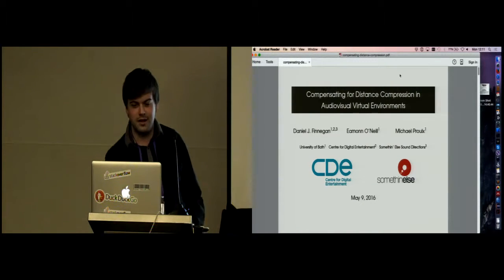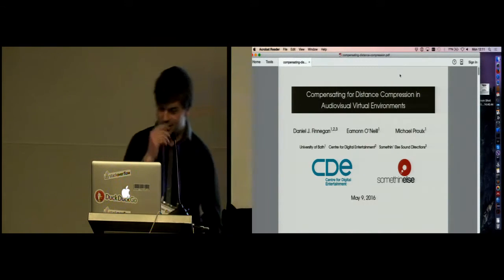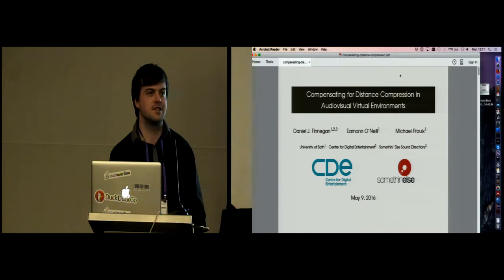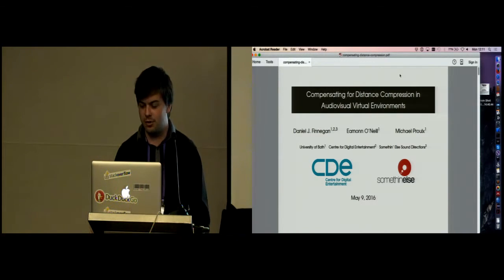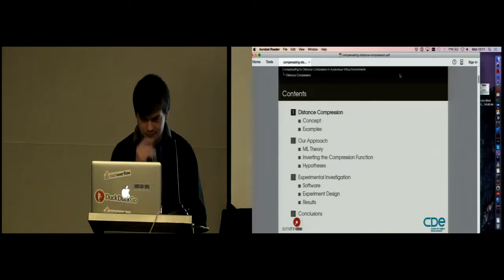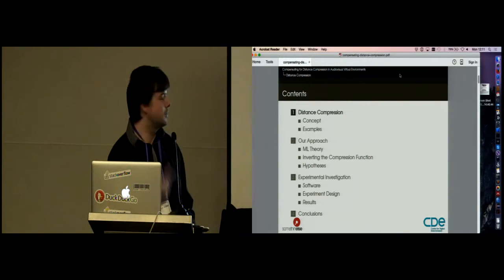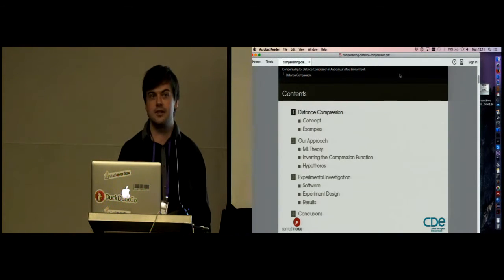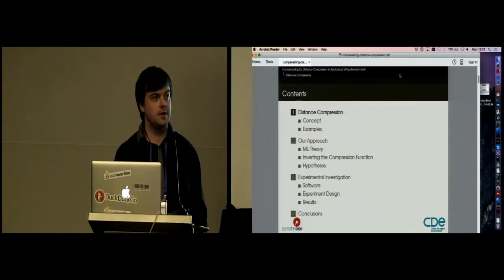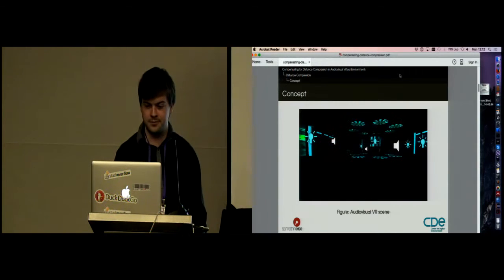So yeah, I'm Daniel from Bath University, and I'm going to talk today about my work on distance compression and how we're trying to approach the problem of compression. As a table of contents, I'm basically going to give an overview of the problem itself, then go into the approach we took to solve it, give a brief discussion of the experimental design, and discuss some conclusions.